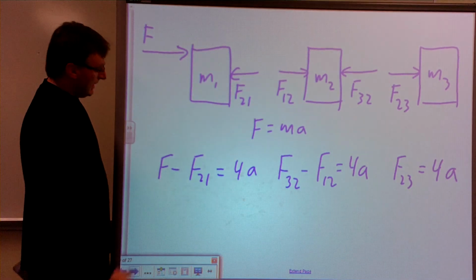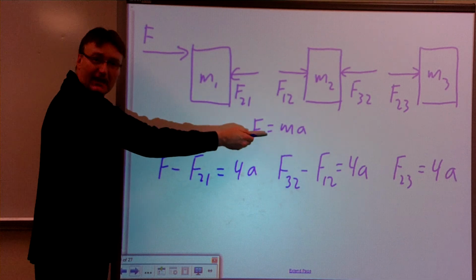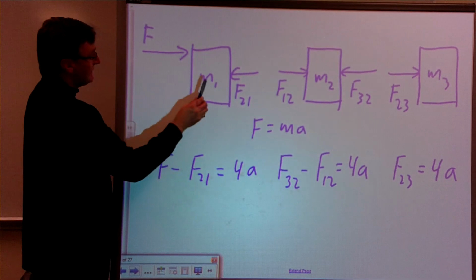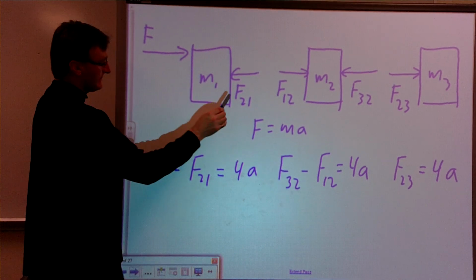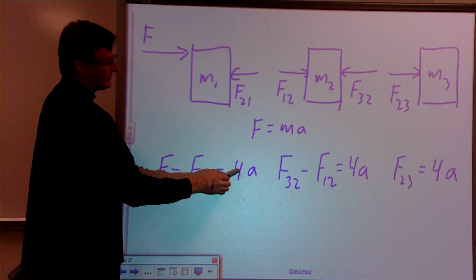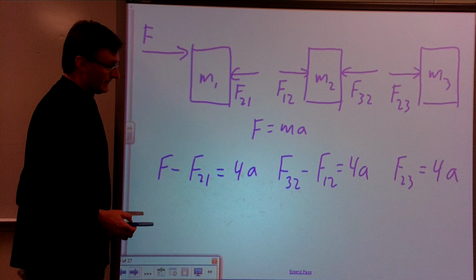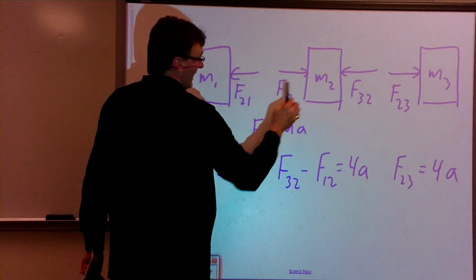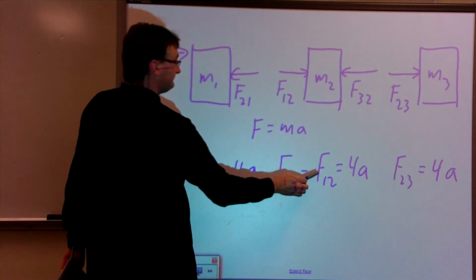All right, so now we can write down our force equations for each one. F equals ma, we'll start with that, you can't go wrong with that. So the sum of the forces on this one is the applied force minus the force of the second mass on the first mass. That has to equal 4a, because each of these masses is 4 kilograms. The second one here, you have the force of 1 on 2 accelerating it.